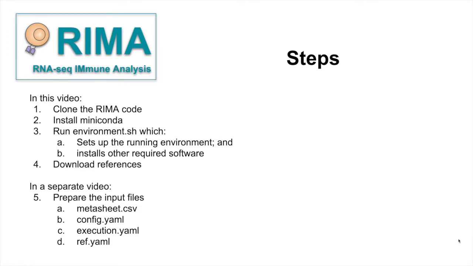To install RIMA, we will go over the following steps. First, clone the RIMA code. Second, install Miniconda. Third, run the environment shell program, which sets up the running environment and installs other required software. And fourth, download the references. In a separate video, we will cover input configuration files needed for running RIMA. These include the metasheet, config.yaml, execution.yaml, and ref.yaml files.